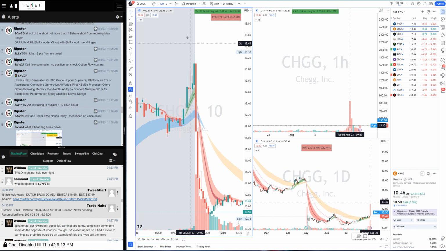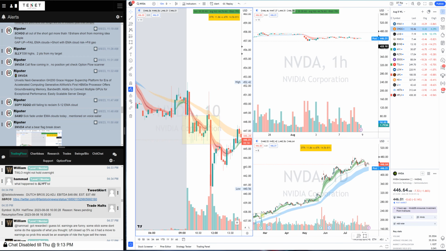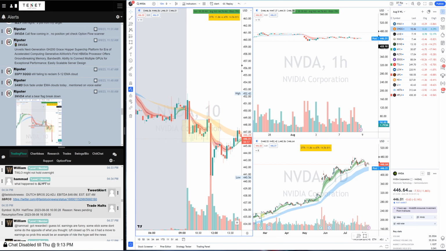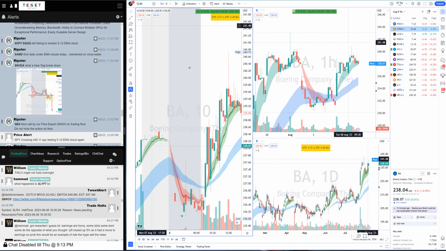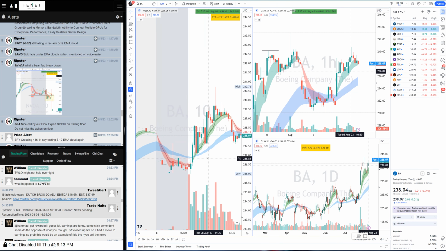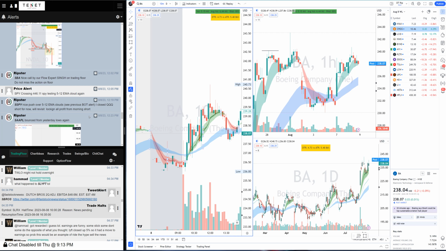Then Nvidia had some news, and then Nvidia was trying to push, rejected EMA clouds, and then it faded. People traded it nicely. Remember, guys, we have so many breaking news. Our news is fastest in our community, and we catch them, and this was a nice fade. Some nice calls on Boeing today. So many talented traders on the trading floor. BA went from 237 to 241, was really good.